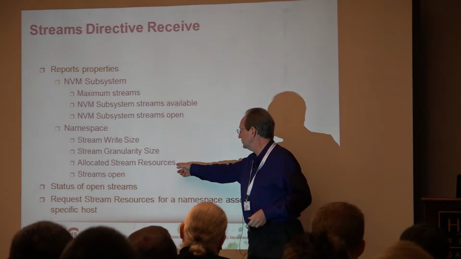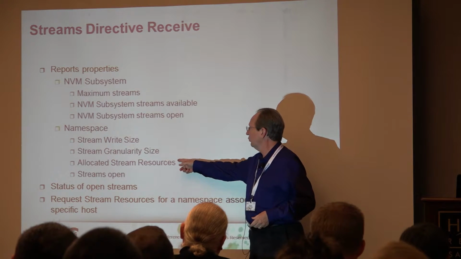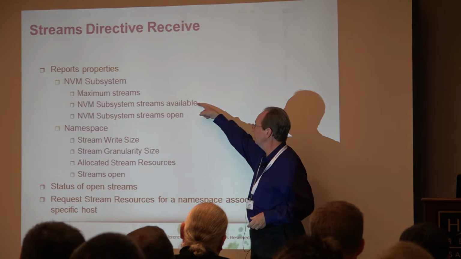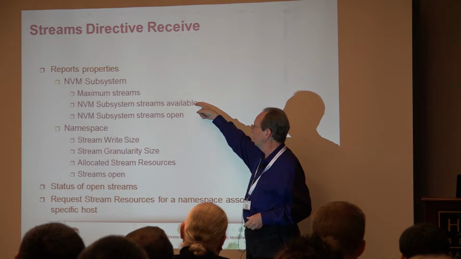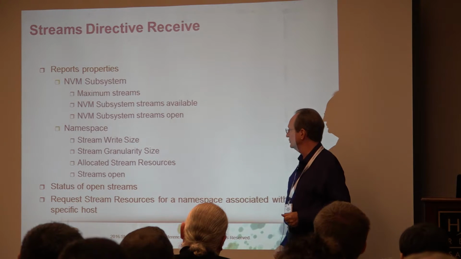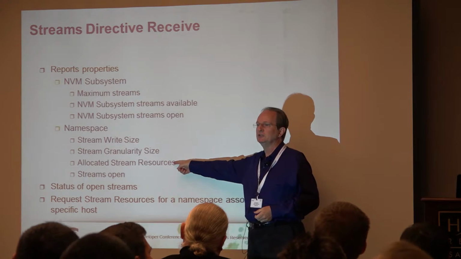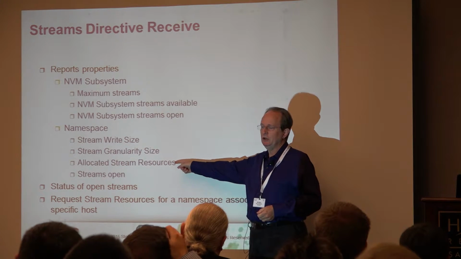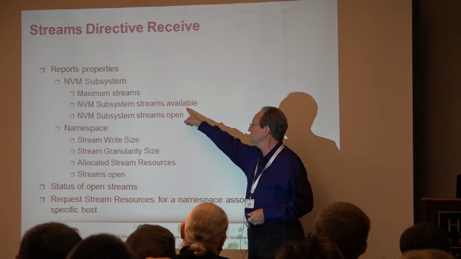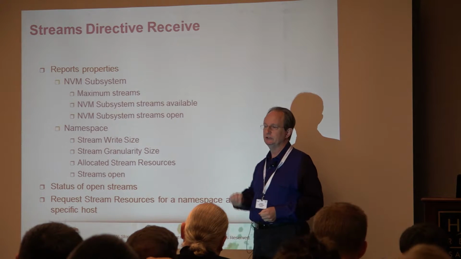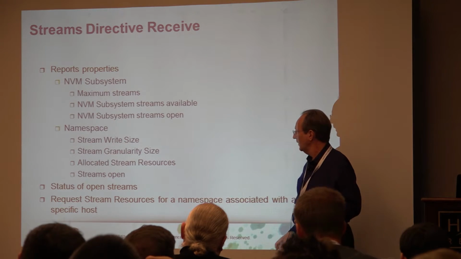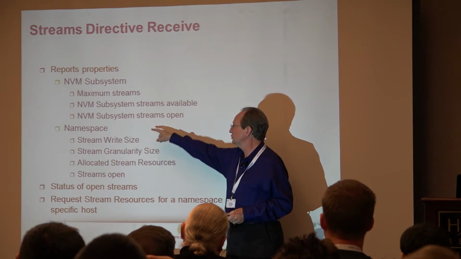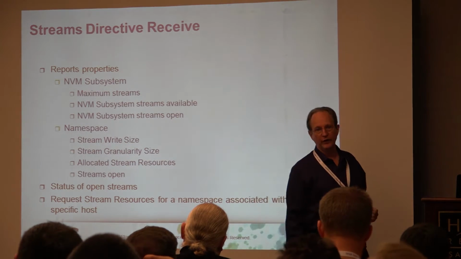Allocated stream resources, these are what I talked about before, where for this namespace you can request some number of stream resources from the NVM subsystem. If this number is 0, it doesn't mean you can't use streams. It means that you'll be pulling them from the subsystem stream resources. Streams open is how many streams are open in this particular namespace.